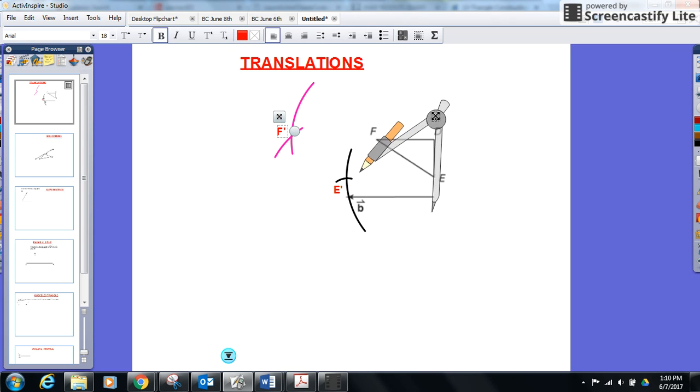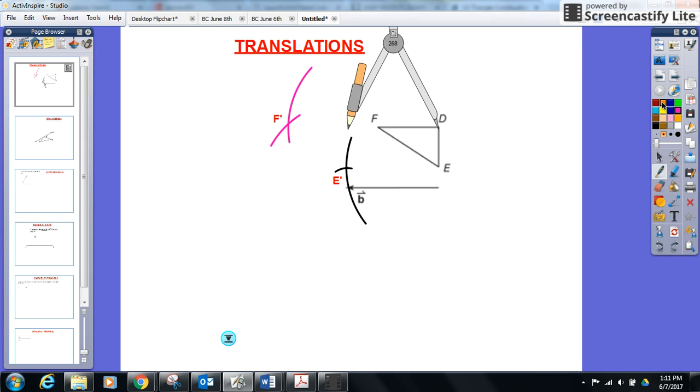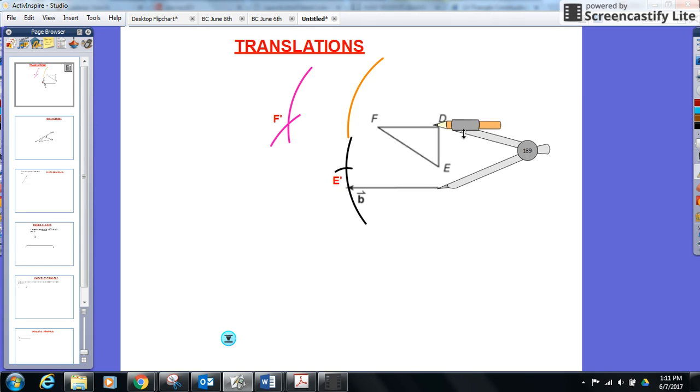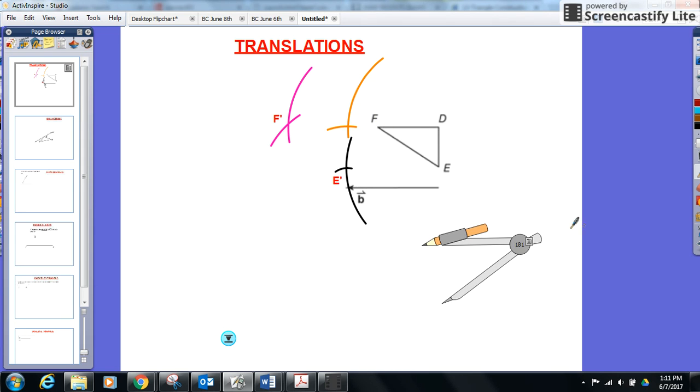And let's finish this up with D prime. So again, go back, measure the length of the vector. Put your compass point on the point you are translating. Make an arc. Measure the distance from the beginning of the vector to the point you're translating. And then go to the end of the vector and make an arc so it intersects your first one, and that is where D prime will be.